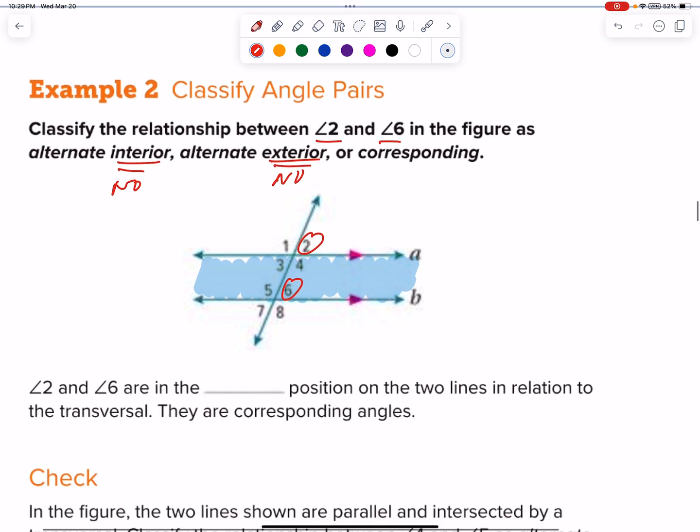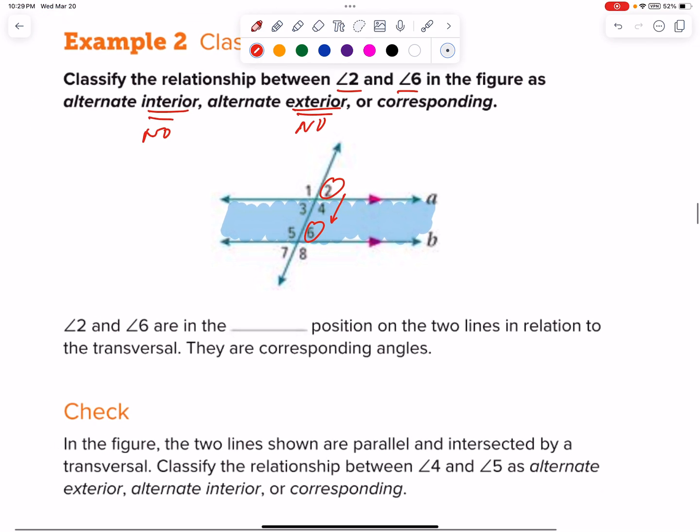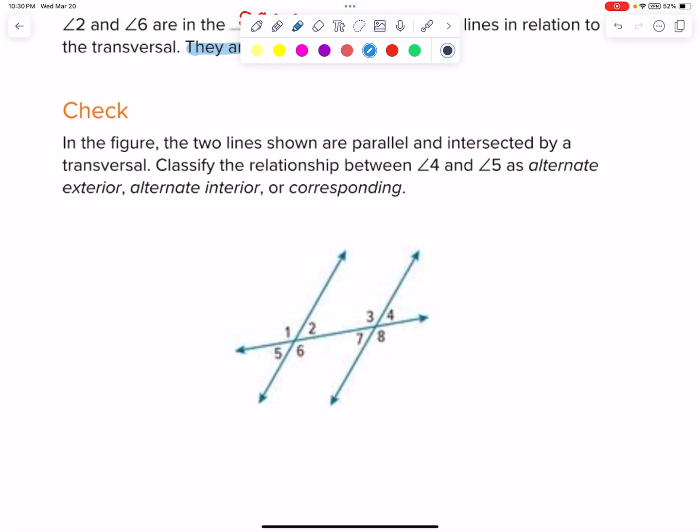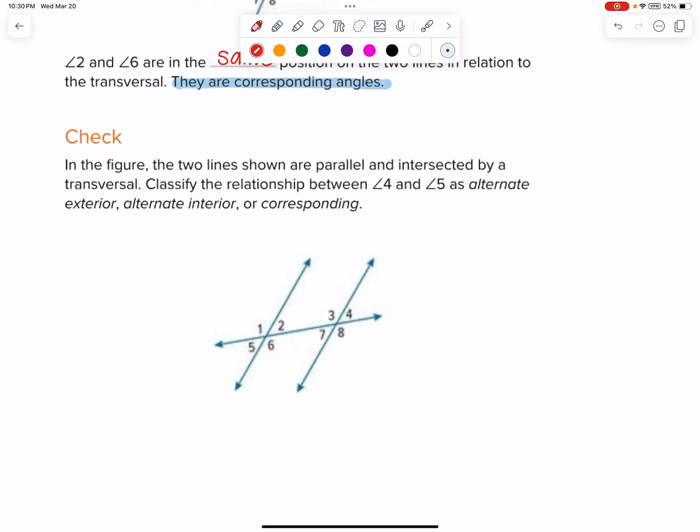Okay. And we know they're corresponding because the 2 and the 6 are in the same position. They're just shifted across those parallel lines there. Okay, so angle 2 and angle 6 are in the, and let's write same position on the 2 lines. So they are corresponding angles. All right, so you go ahead and try this. Let's hit pause on the video, please. Try it out, write it down, and see what you got. And then someone hit unpause. All right, so let's see how you did.